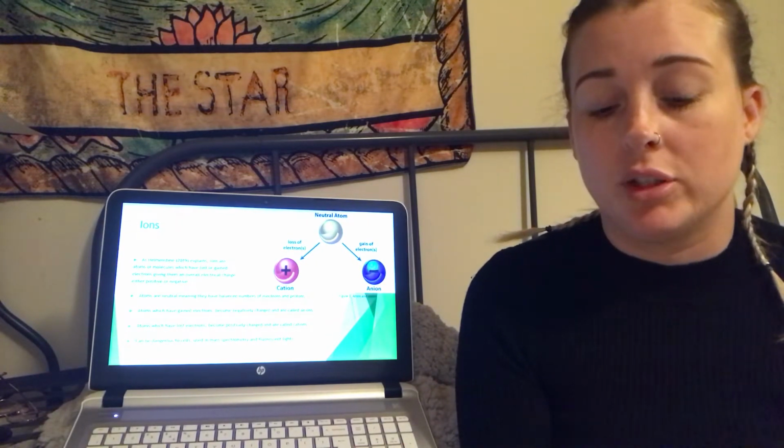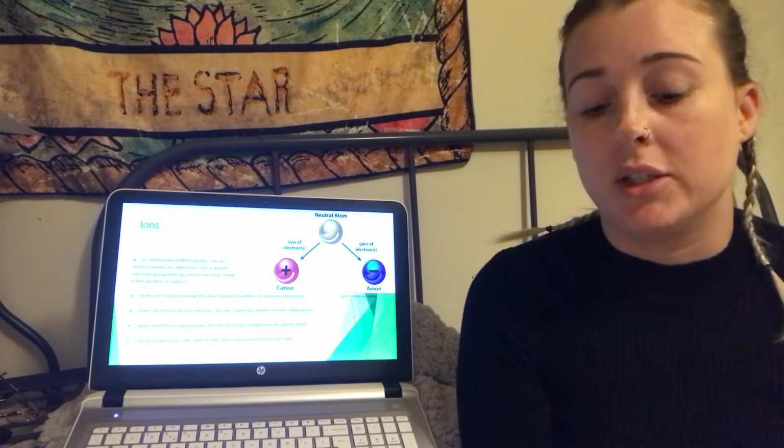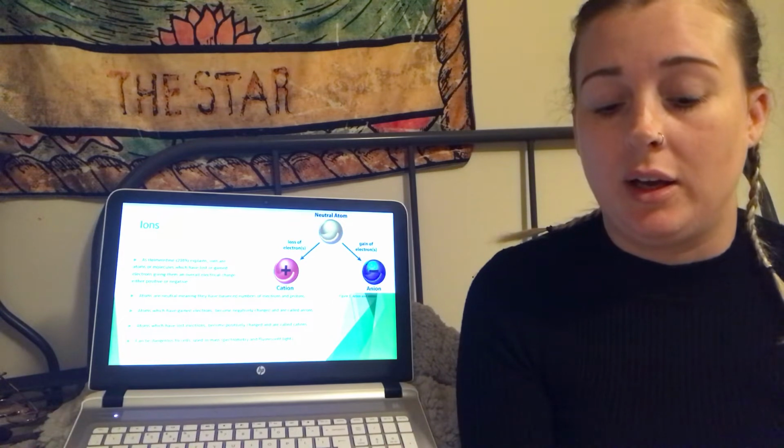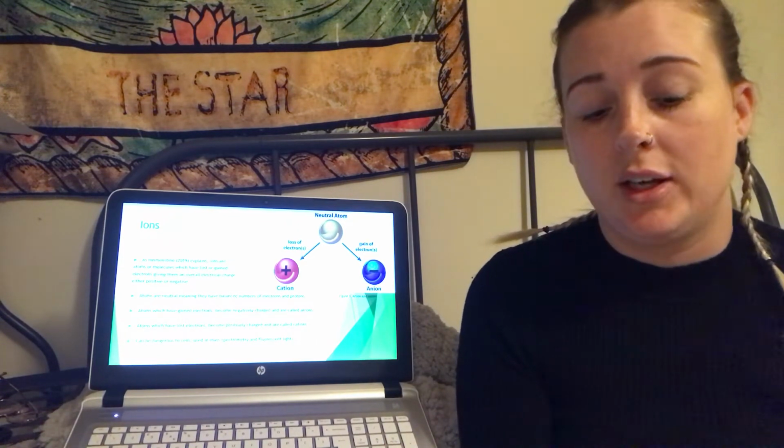Ions can be dangerous to cells, but they're also advantageous to us. They're used in mass spectrometry, which allows us to learn about planets, and they're used in fluorescent lights.